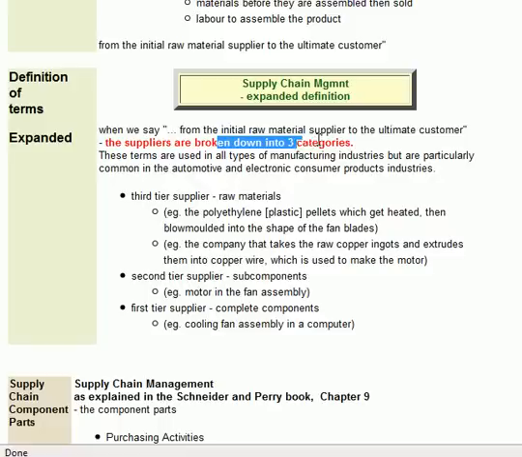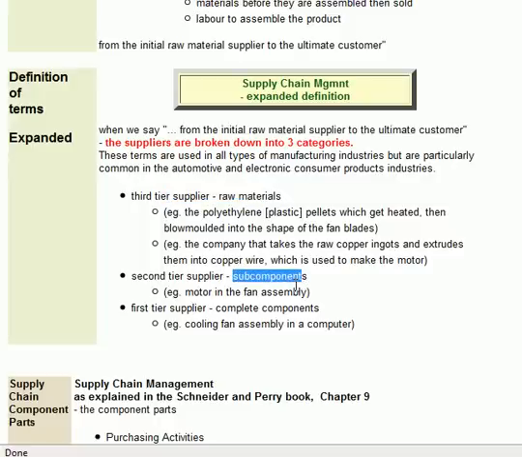So this is a bit of an expanded definition of what I was talking about with the suppliers when I said they're broken down in 3 categories. The third tier suppliers are the people that make the original raw materials, the people that make the aluminum ingots from which you get the aluminum sheet, which is then pounded out to make the aluminum casings. Second tier suppliers are those that make subcomponents.